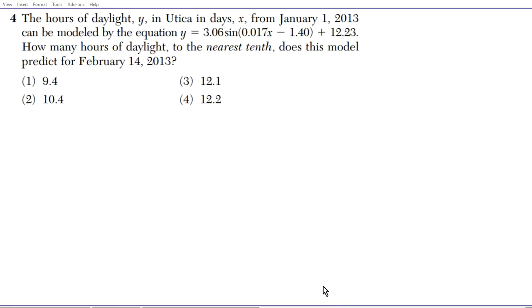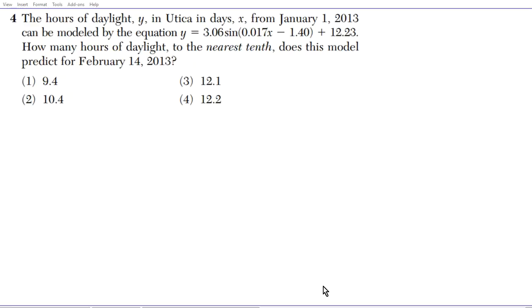Alright, let's take a look at question 4. It says the hours of daylight y in Utica in days x from January 1, 2013 can be modeled by the equation y equals 3.06 sine 0.17 x minus 1.4 plus 12.23. How many hours of daylight to the nearest tenth does this model predict for February 14th, 2013?